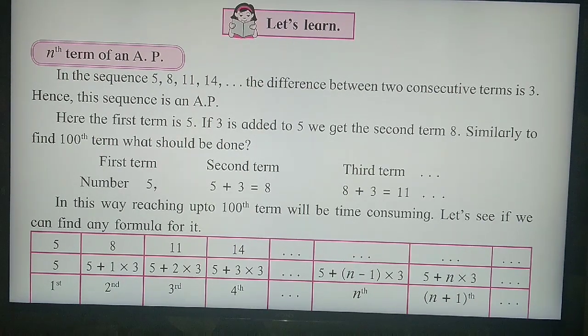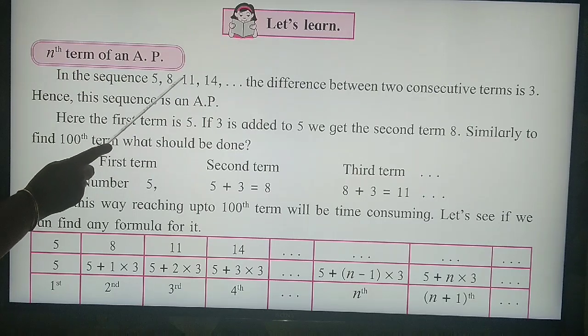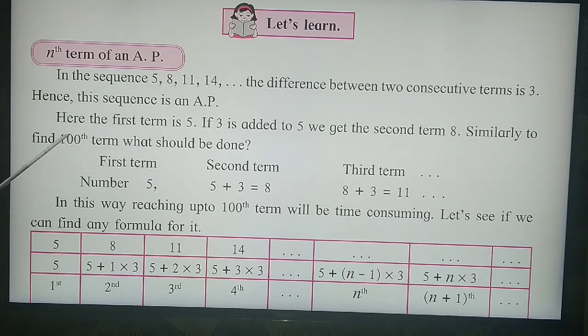We discuss the next part of this chapter, that is the nth term of an arithmetic progression. Now see the sequence 5, 8, 11, 14. What is the difference between two consecutive terms? That is 3. Here the first term is 5. When we add 5 plus 3, we form 8. So 8 plus 3 is 11, 11 plus 3 is 14.